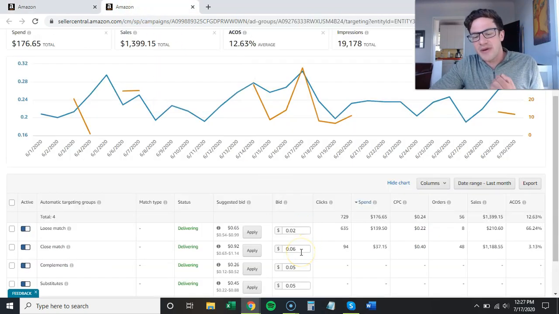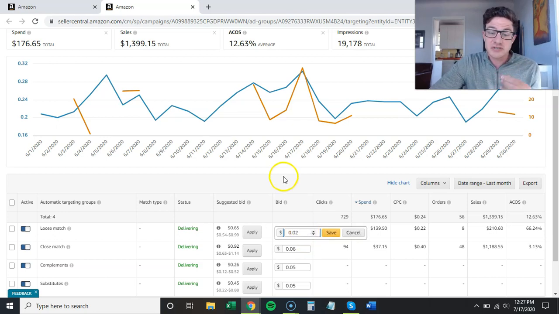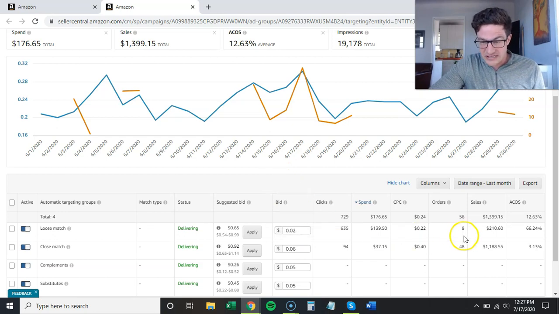If you set a bid of 6 cents, it'll max out to 60 cents, okay? 2 cents, which is your minimum, can max out to 20 cents. So that's as low as you can go on these, 2 cents, and it'll max out to 20 cents. So what I did last month is I had the loose match clearly at a higher bid. I think I had it only at 3 cents, and look at the difference here, okay?